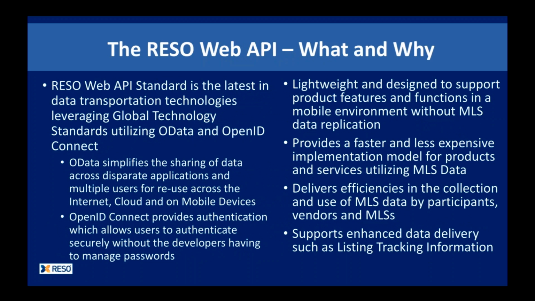The RESO API, what is it specifically and why is it out there? What are the benefits? So the RESO Web API is a brand new specification of standards. In doing so, the RESO Transport Work Group looked at the opportunity to utilize global technologies that were already available to help jumpstart the industry with utilizing APIs. While somewhat technical, the RESO Web API leverages OData and OpenID Connect.